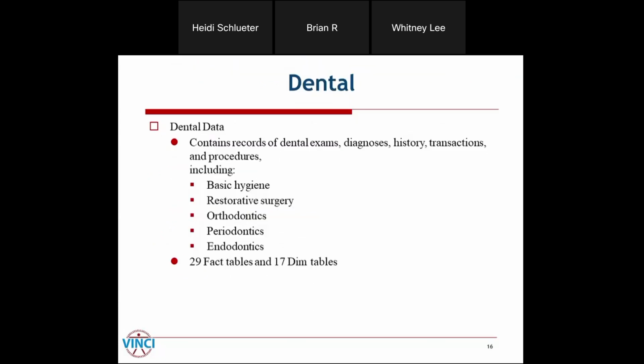We have the dental domain, which contains records of dental exams, including diagnoses, history, transactions, and procedures, things like basic hygiene data, restorative surgery, orthodontics, periodontics, and endodontics. There are 29 fact tables and 17 dim tables here.